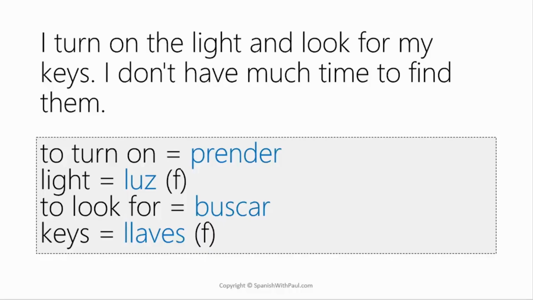The verb to turn on is prender. The word for light is luz. This is a feminine word in Spanish, la luz. The verb to look for is buscar, and notice that the word for is included in the verb. To look for, buscar. Then lastly, the word for keys is llaves. This is a feminine word, it's in plural, right? So it would be las llaves.